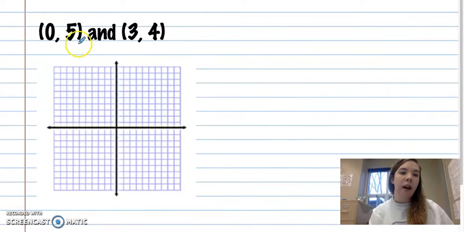Okay, so let's try another one. Here I have 0, 5. So 0 and then up 5. I have 3, 4. So 1, 2, 3, up 4. So I'm going to find the distance. And to do that, I would make a right triangle. So straight down and straight across to make that right angle. Okay, this is just one grid. This is 1, 2, 3. So those are my 2 legs.